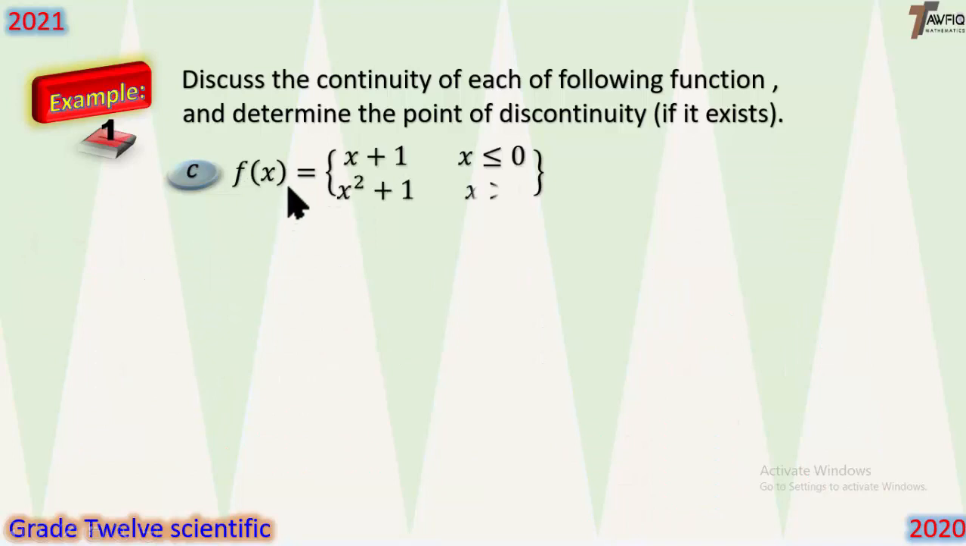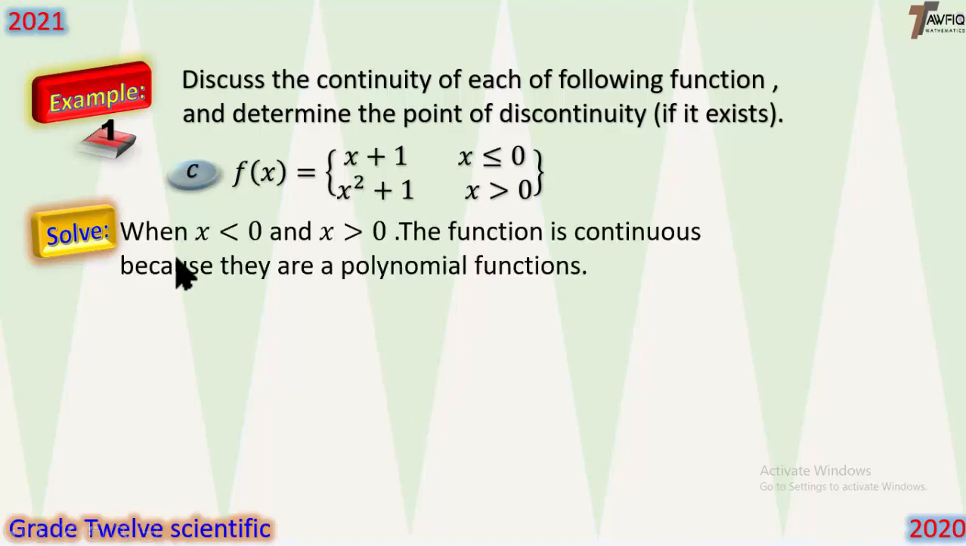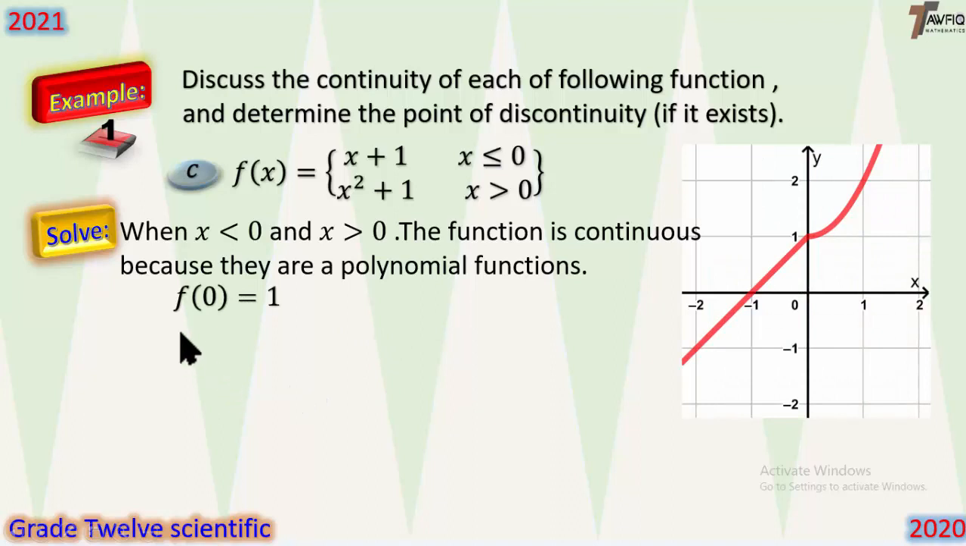C. f(x) equals x plus 1 when x is less than or equal to 0, or equals x squared plus 1 when x is bigger than 0. When x is less than 0 and when x is bigger than 0, the function is continuous because they are polynomial functions. And when x is 0, then f(0) is 1.